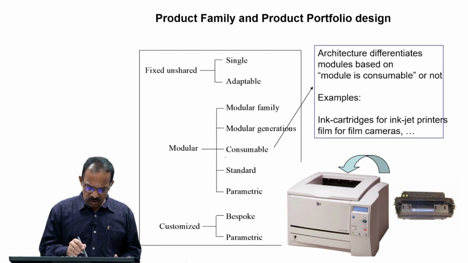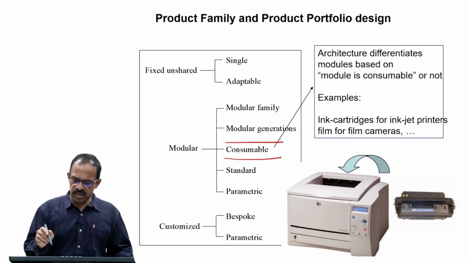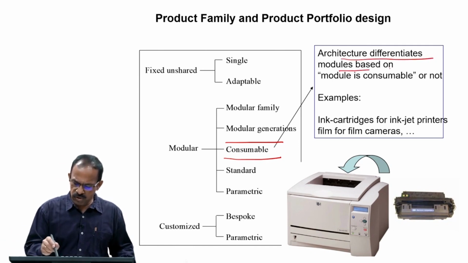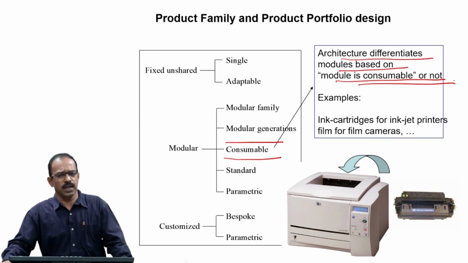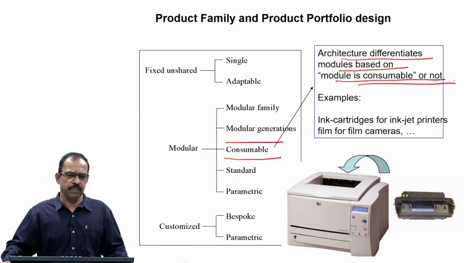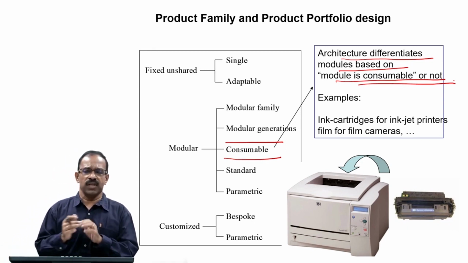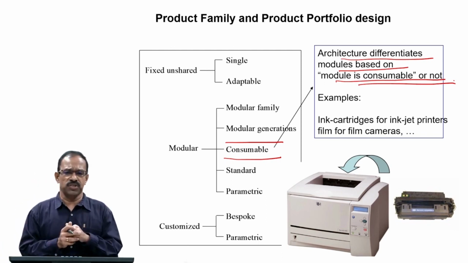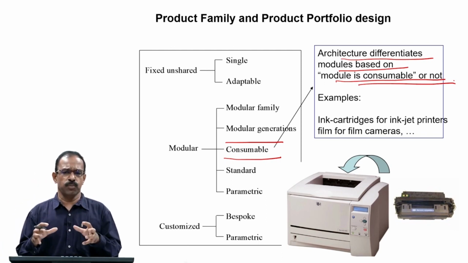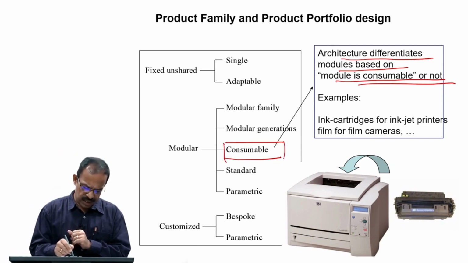And the third one is known as the modular consumable architecture. Here the architecture differentiates modules based on consumable or not. So, it is a very small number of products which fall into this category. Suppose there is a product and there are some consumables coming in the product, and this consumable may change depending on the region or depending on the situation, then we can make that a module and offer the product with this consumable as a separate module. So, that kind of architecture is known as consumable module.